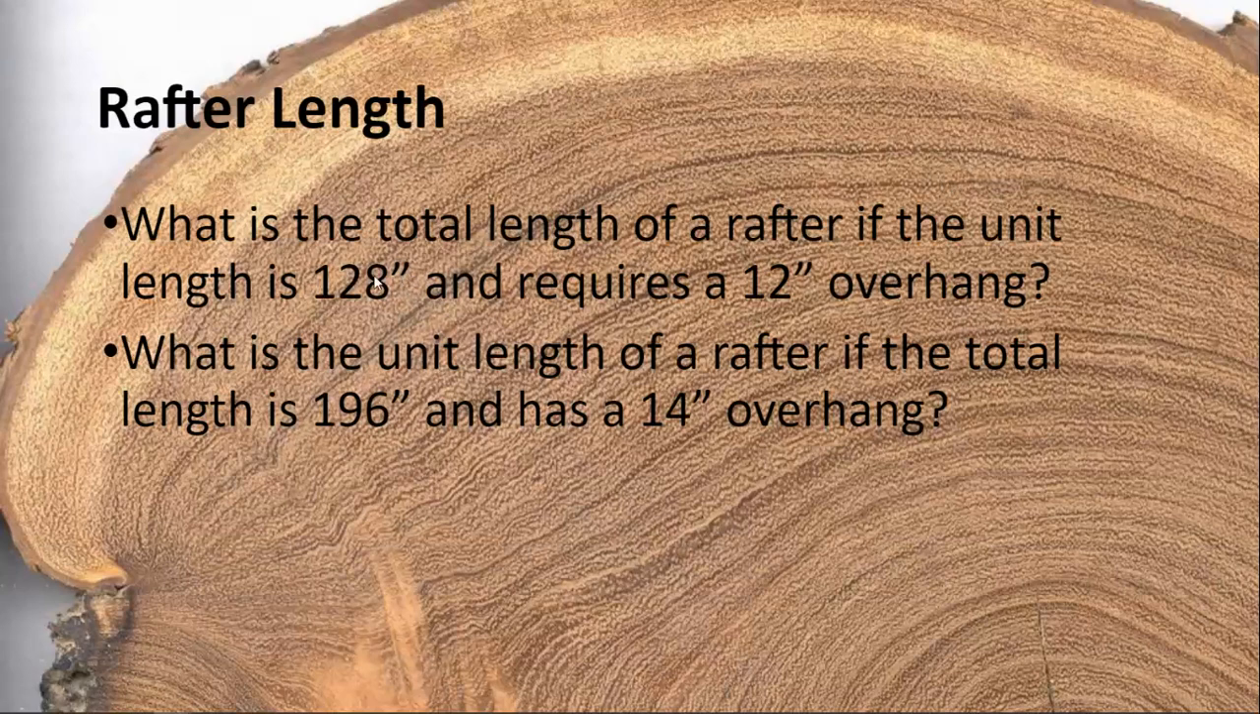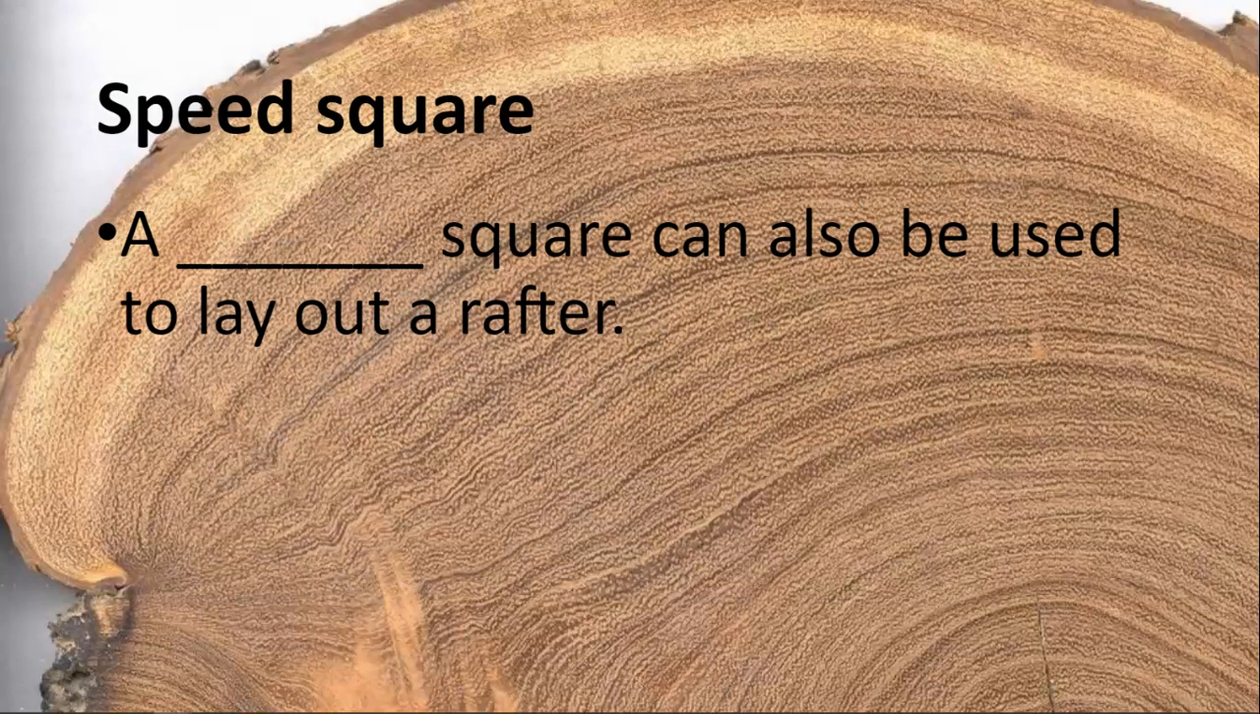So we had just a couple of 2 basic problems. If you have a unit length of 128 and a 12-inch overhang, you simply add 128 and 12 and you come up with 140. On the flip side of that, if you're looking for the unit length and it tells you the total is 196 and includes a 14-inch overhang, you subtract the overhang from the total. So 196 minus 14 gives you 182.